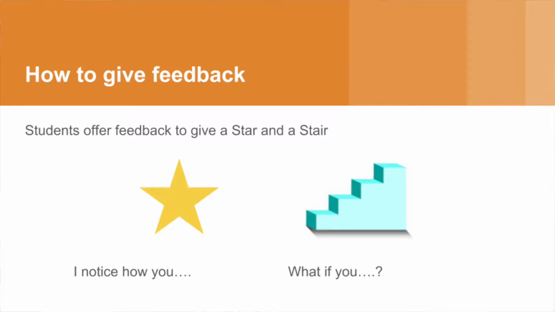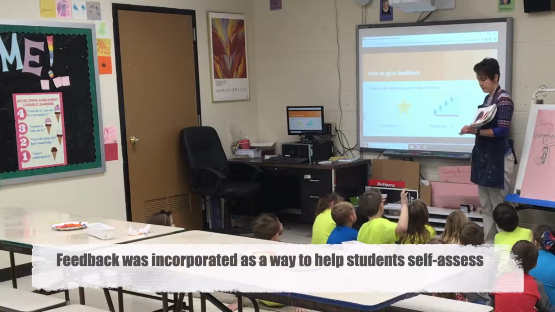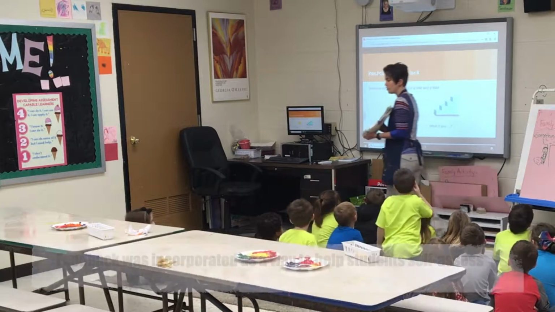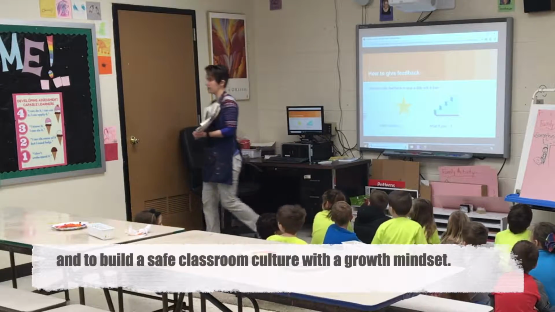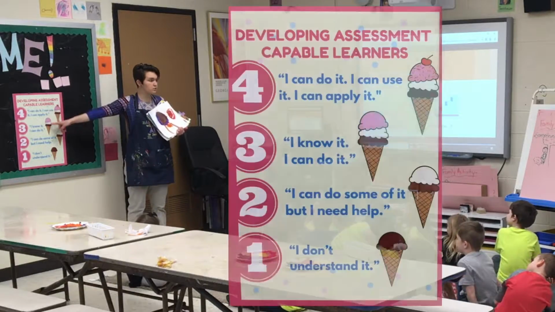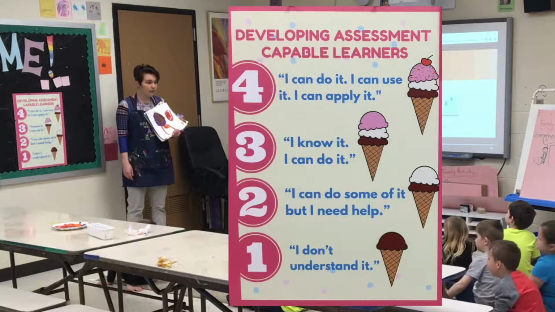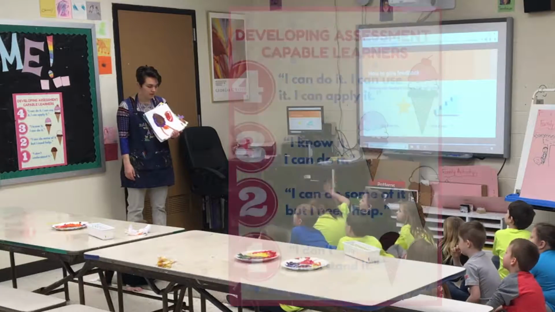Has anyone ever given a star and a stair? Sweet. So we're going to look at a couple of these together. Turn your bodies this direction. We're going to look over here at our developing assessment capable learners ice cream chart, meaning we're getting better at how we do. Say, I can get better.